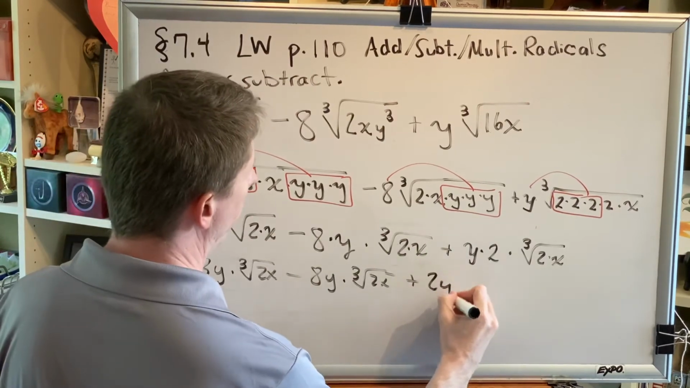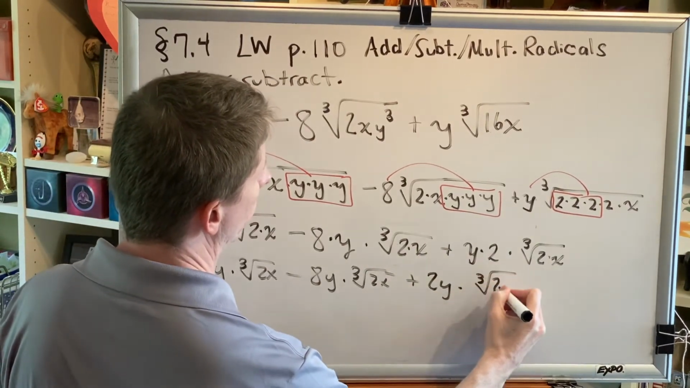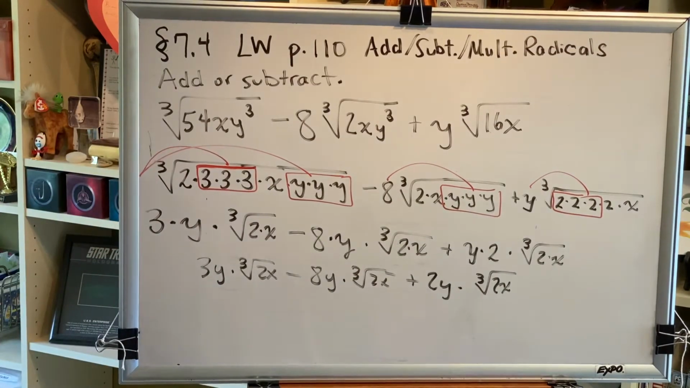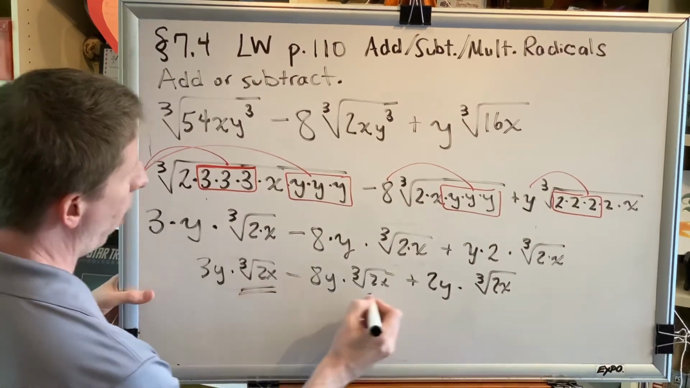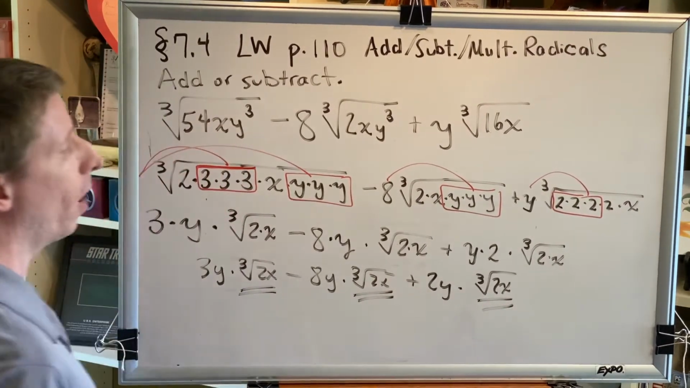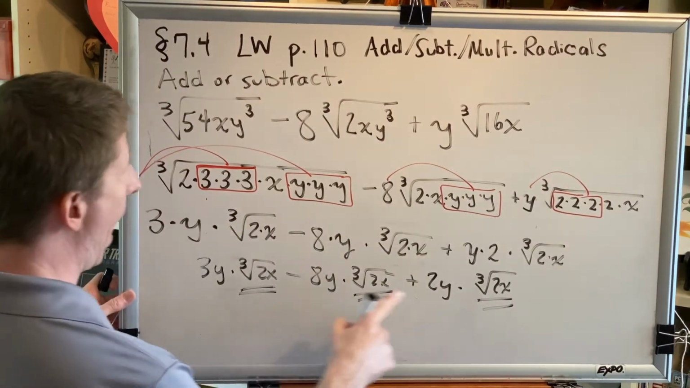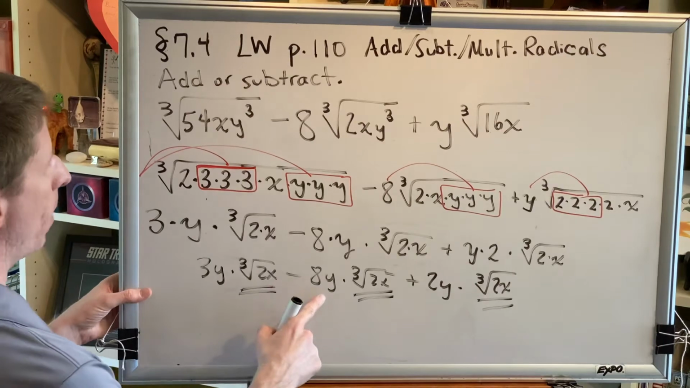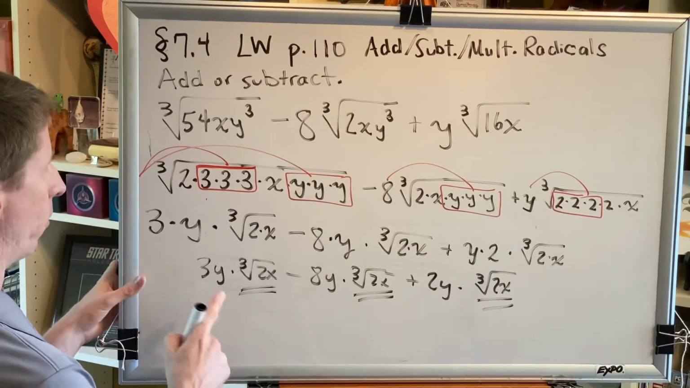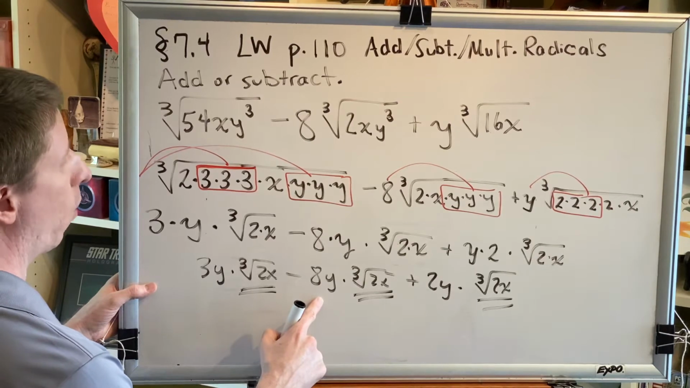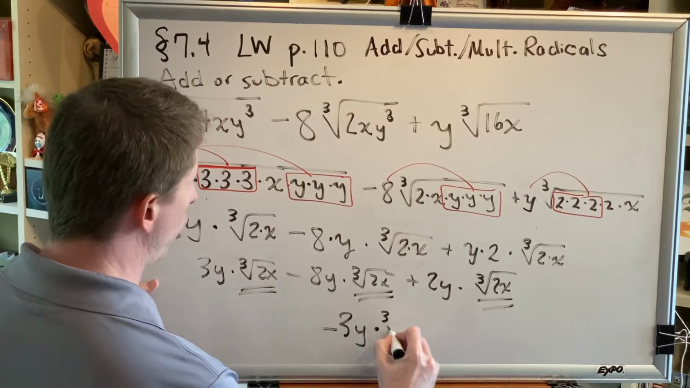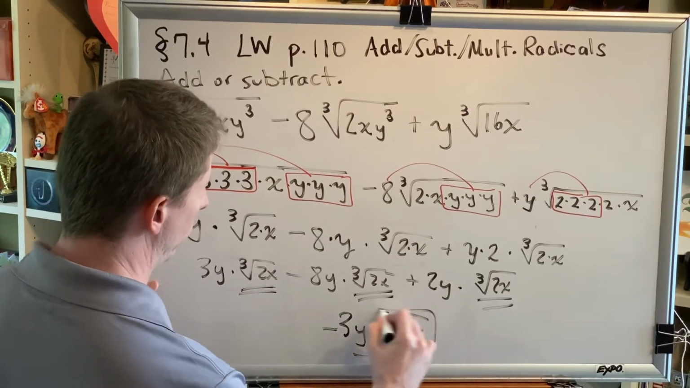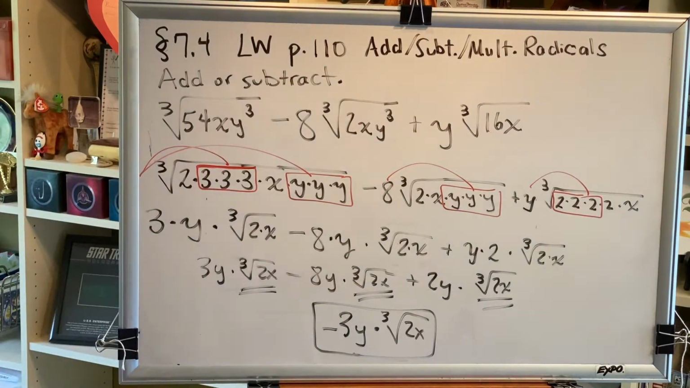Plus 2y times the cube root of 2x. Okay, now we just have to combine our like radicals. Remember, the radical part does not change when you combine like radicals. You simply add the outside pieces. So 3y minus 8y plus 2y. Let's work that out. 3y minus 8y is negative 5y, plus 2y makes negative 3y, and all of that will be times the cube root of 2x. Okay, there's our final answer.